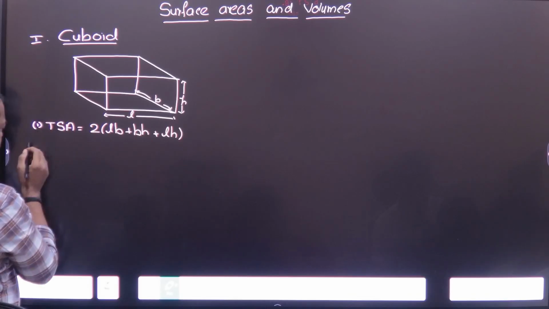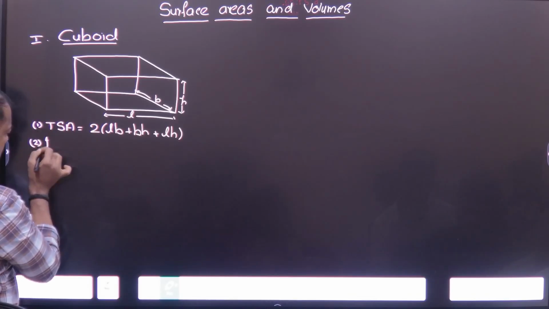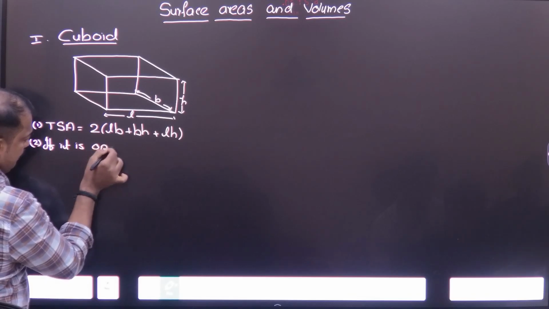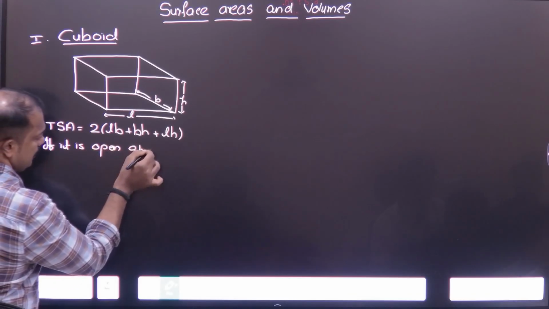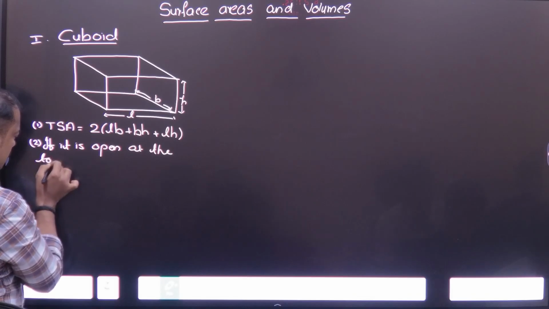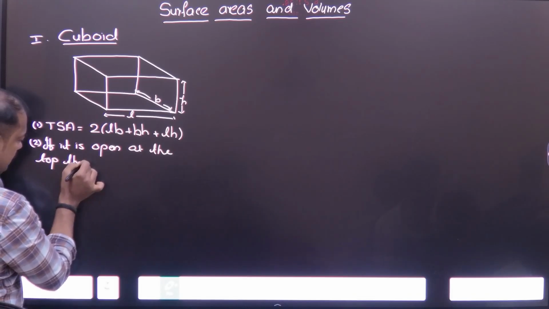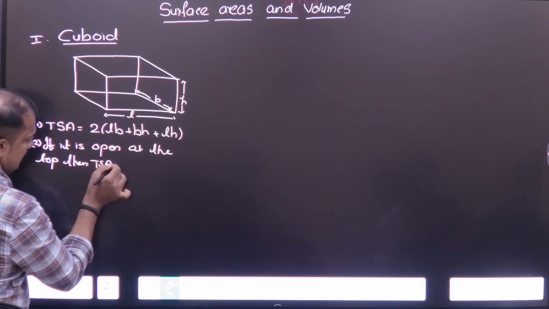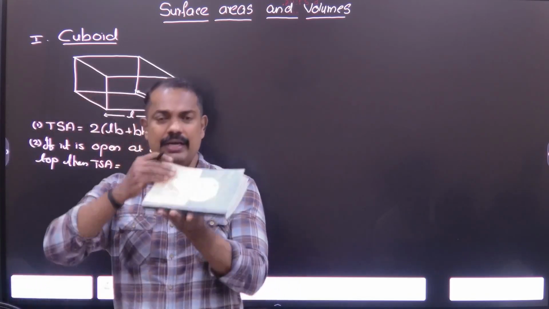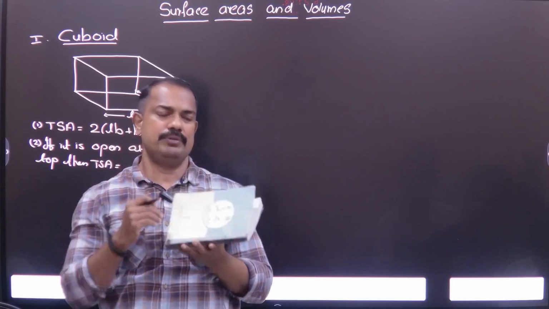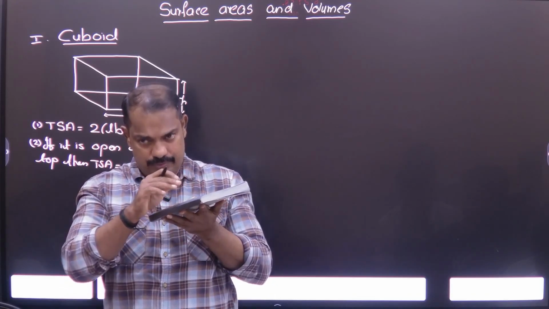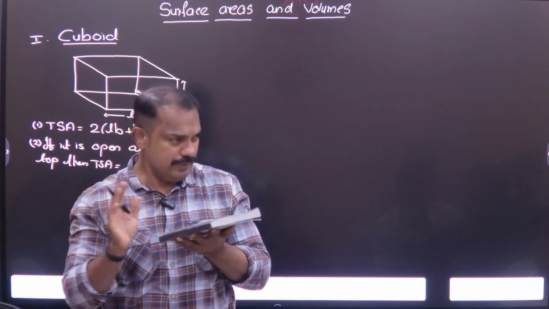If it is open at the top, then TSA is equal to, क्या फर्क होगा? Open at the top. Then what is this total surface area? Reduce 1 LB from 2 LB. बाकी same आएगा, है ना?